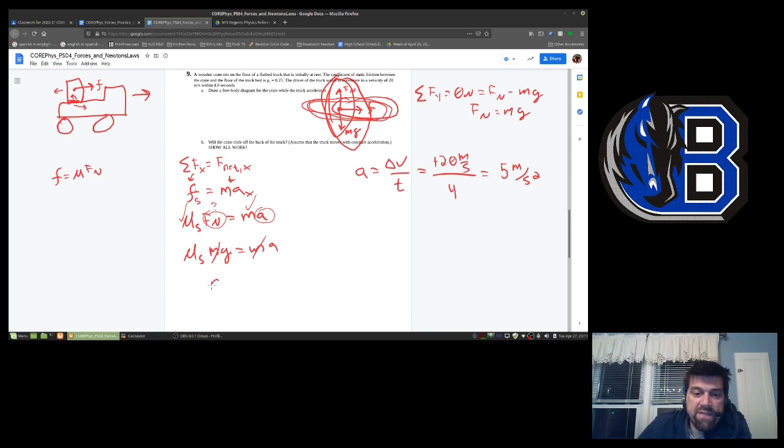I find that my acceleration is my coefficient times acceleration due to gravity, which is 0.25 times 10 meters per second squared. And I find that the acceleration due to friction is 2.5 meters per second squared, which of course is less than what we needed for it to not slip. So it will slip.